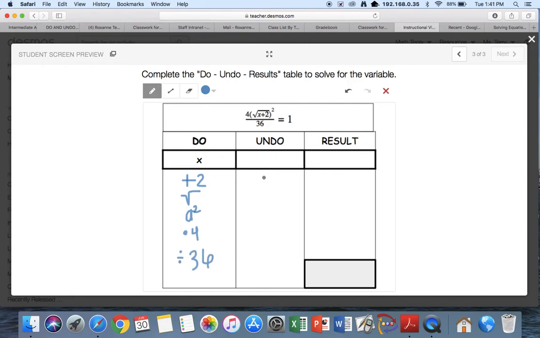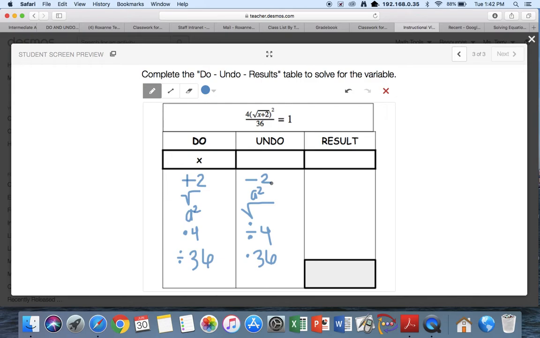Okay, here we go. Now the undo column. What is the opposite of dividing by 36? Multiplying by 36. Okay. What's the opposite of multiplying by 4? Dividing by 4. Okay. Opposite of squaring a number would be taking the square root. Opposite of the square root of something is squaring it. And the opposite of adding 2 would be subtracting 2.